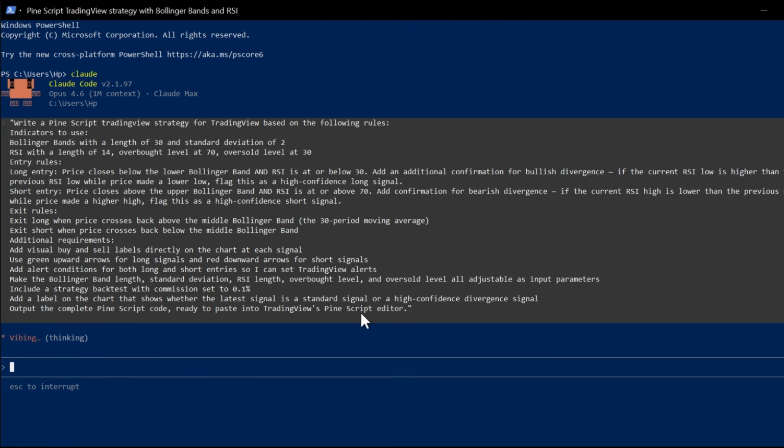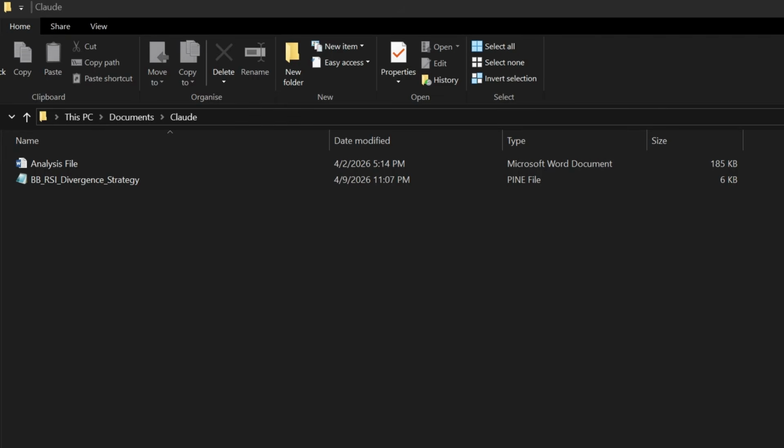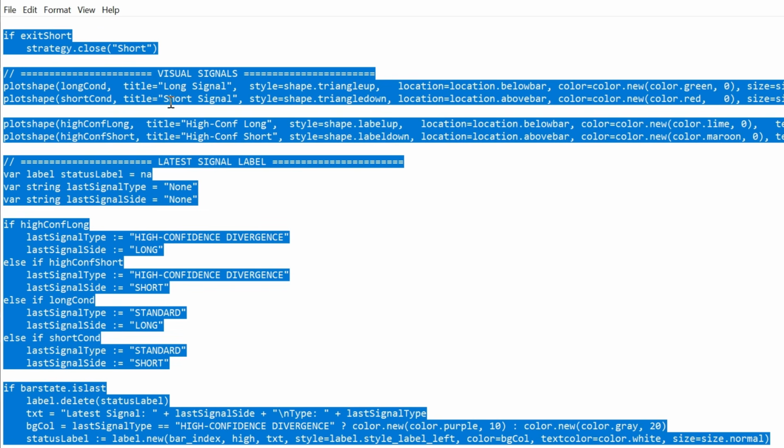You paste that into Claude. I'm using Claude Code here, and within seconds, it spits out a complete working Pine script in a notepad. Open that file, press Ctrl+A to select all of the code, then Ctrl+C to copy it. That's everything you need. Now let's get it into TradingView.